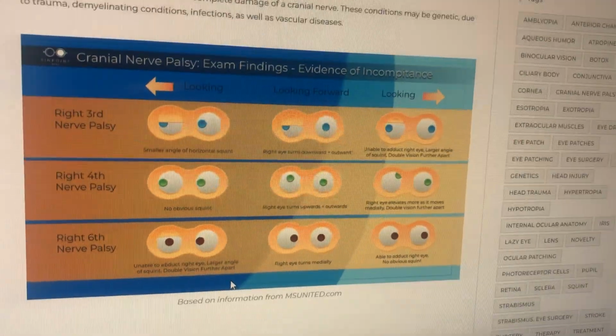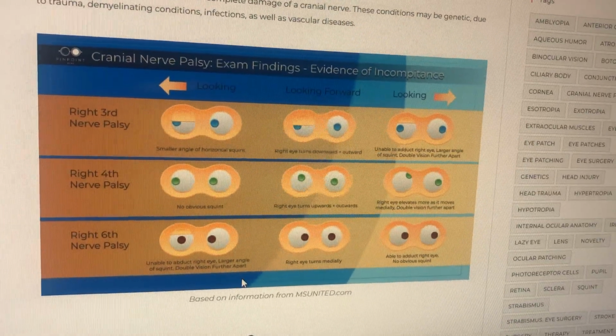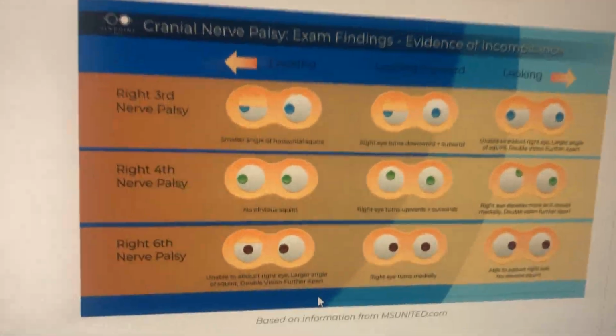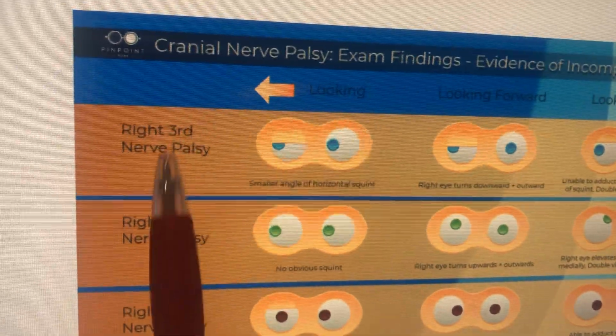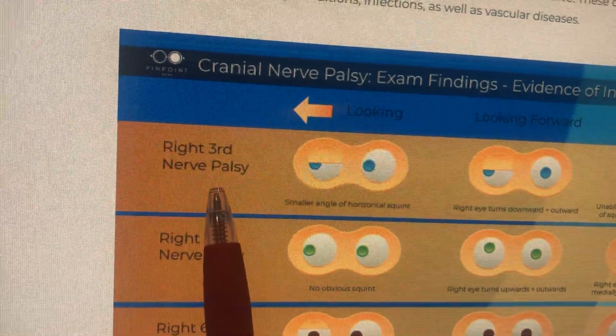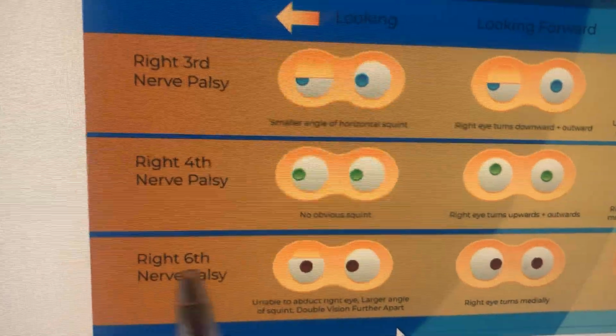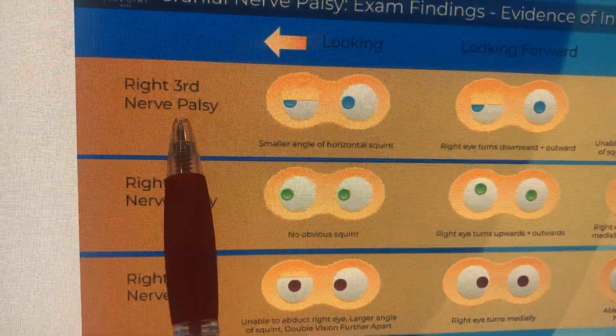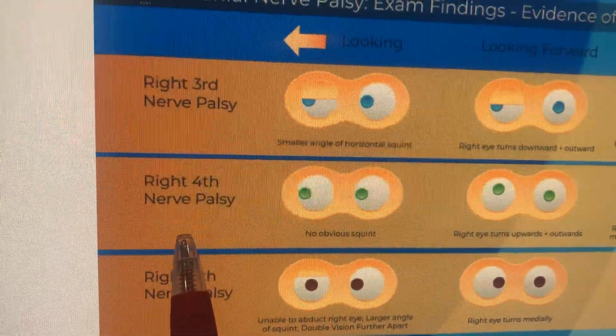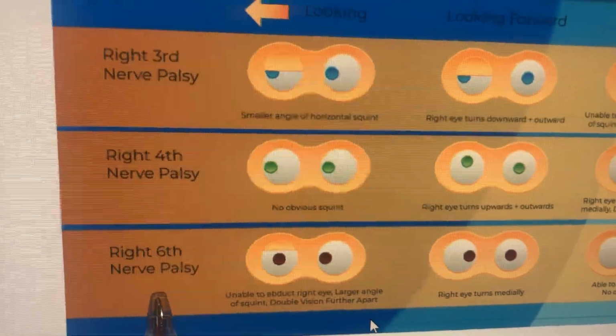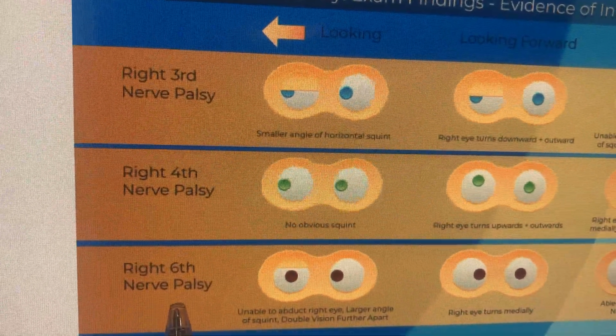Hello guys, today's topic is cranial nerve palsies, and if you look at my screen here, these are the major nerves I'll be talking about today: the right third cranial nerve, fourth, and then the sixth one here. So just remember, the third one is known as the oculomotor nerve, the fourth one is known as the trochlear, and the sixth cranial nerve is known as the abducens.